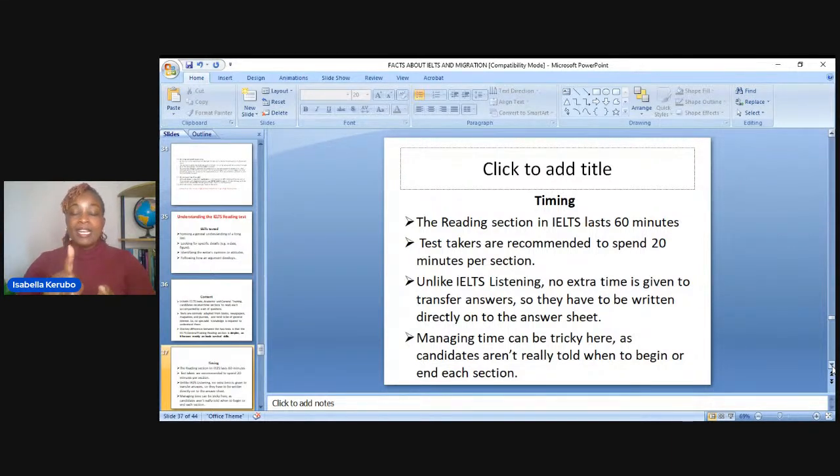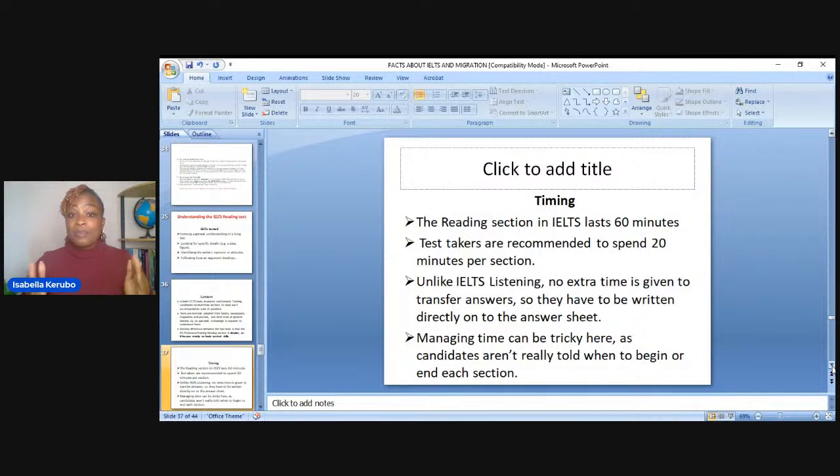That is one. It is always recommended that you spend, remember there are 3 sections in the IELTS reading test, you spend your 60 minutes split into sections of 20 minutes each. Section 1, give it 20 minutes. Section 2, give it 20 minutes. Section 3, give it 20 minutes. So make sure that you work within these minutes to finish up your work.